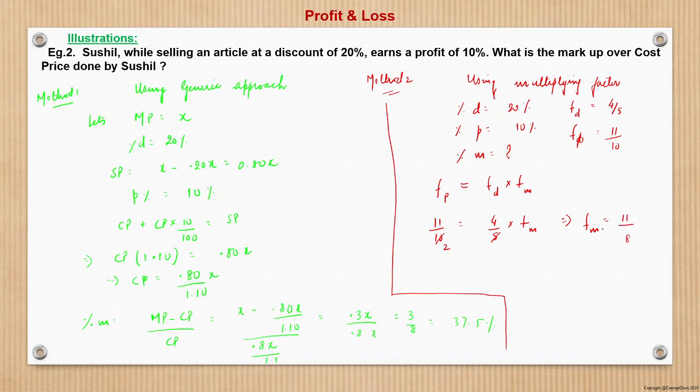And Fm is nothing but 1 plus m by 100, which is 11 by 8. So can we say percentage markup is nothing but 3 by 8, which is 37.5%. This is much easier and a very intuitive way of looking at the question. This is the standard way of solving any problem on profit and loss using the concept of multiplying factor, and that saves much time on the calculation also, right?